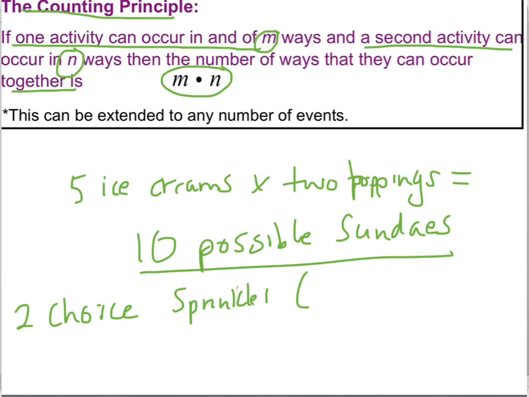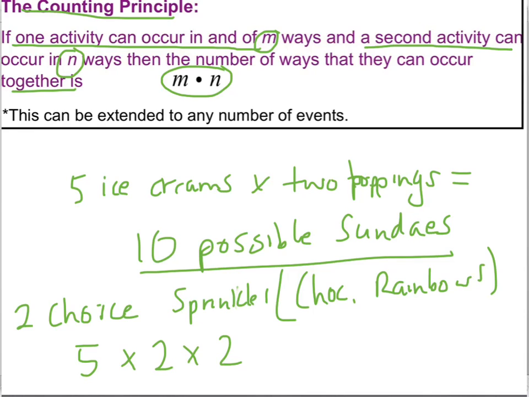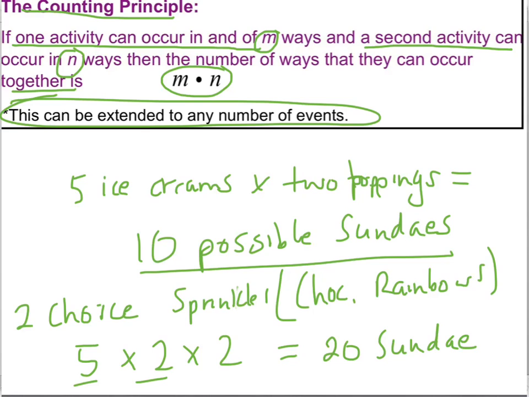You could have chocolate sprinkles, or you could have rainbow. Then what I would do is I'd say 5 possible ice creams times 2 possible toppings times 2 possible sprinkles, and that would get me 20 sundae choices. So this can be extended for any number of events. So I had 3 events here, and if I added another layer to this, I could just multiply it by that possible number in order to get the new amount of sundaes. This is called the counting principle.